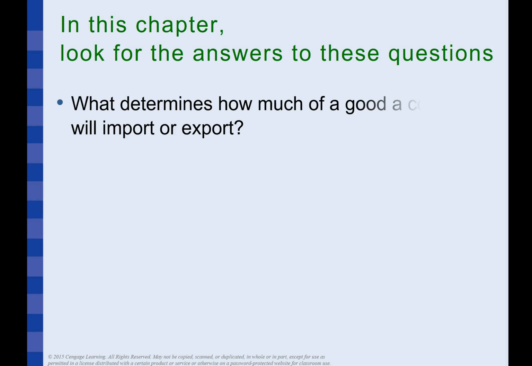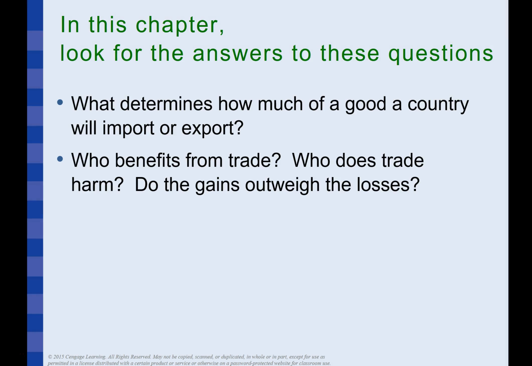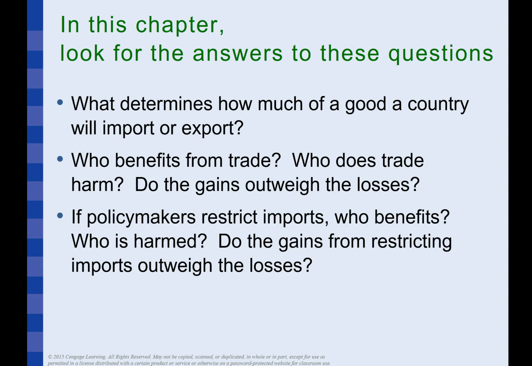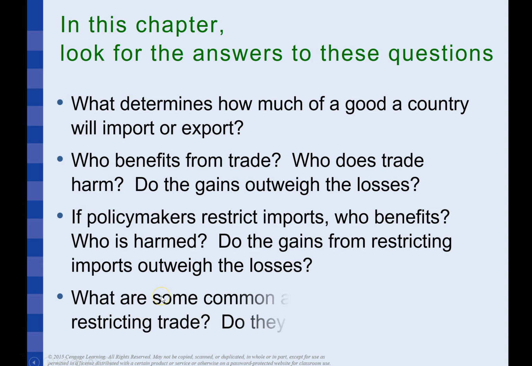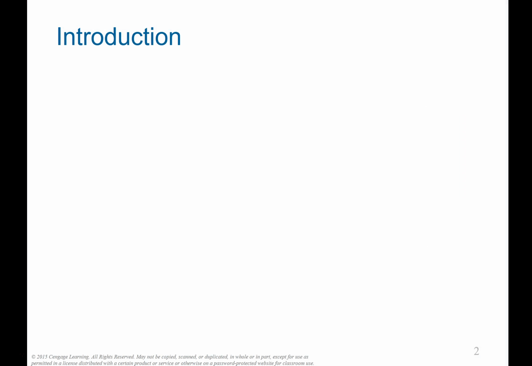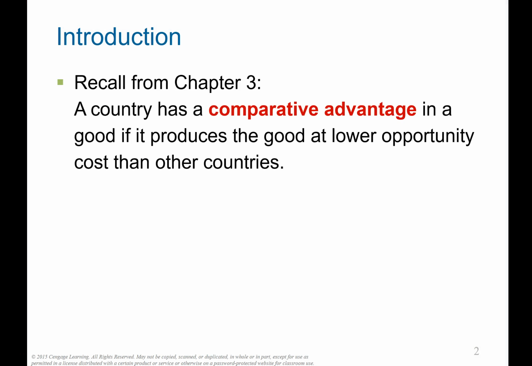So in this chapter, we're going to talk about how much trade is going to be beneficial, and who benefits from trade. We know that trade does benefit both parties, but we can see who gains or loses depending on the situation. We can look at restrictions on trade and who that harms and who that hurts, and then some common arguments for restricting trade.